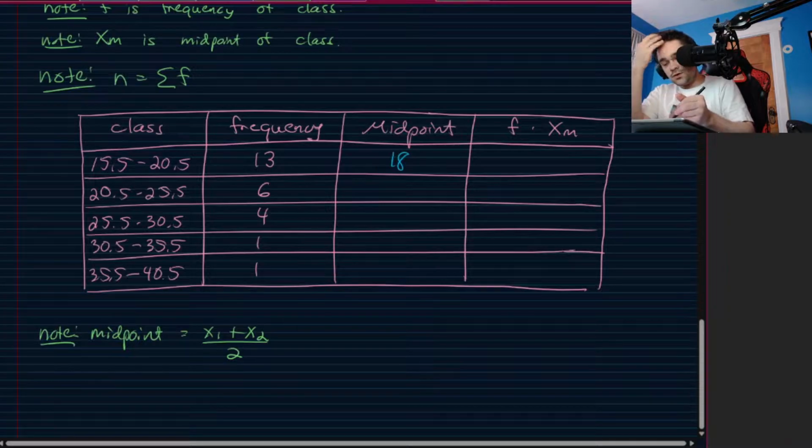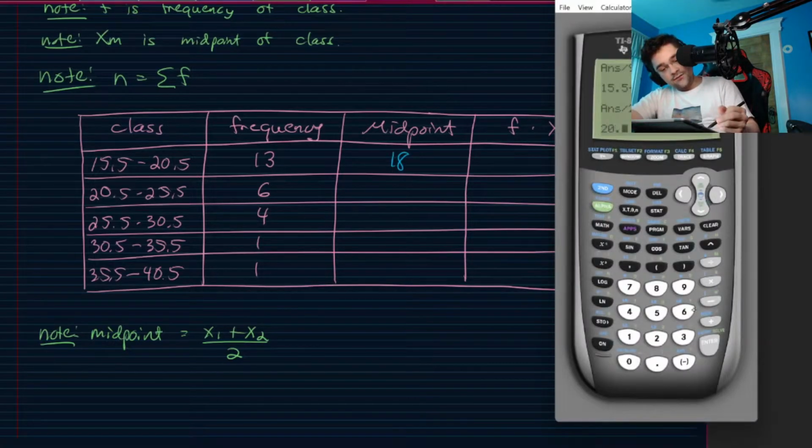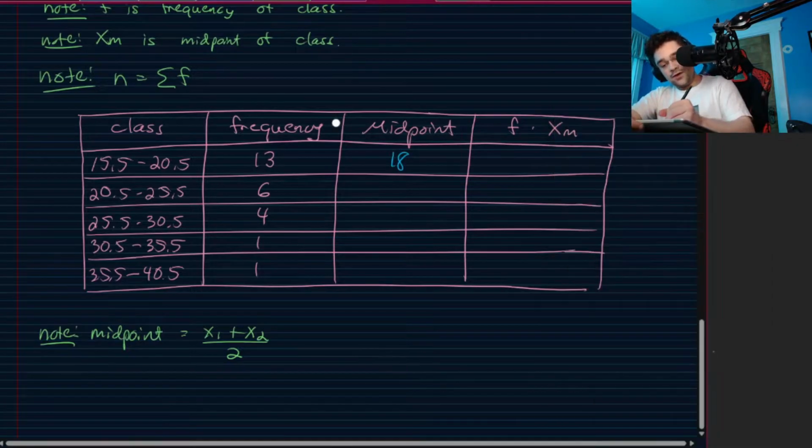I know the class width here is 5, so I know the next midpoint, I just have to add 5, and it'll get me to 23. But again, to get that, you could also just do 20.5 plus 25.5, and then divide that by 2, and you see we get the 23. So next one will be 28, 33, and 38.